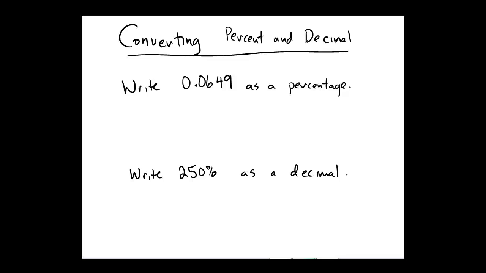Try to really understand how to convert between percent and decimal. So as a first problem, let's try to write a decimal, 0.0649, as a percentage.